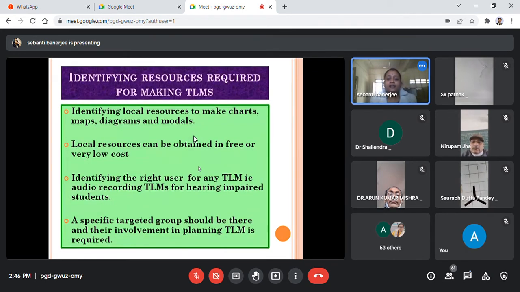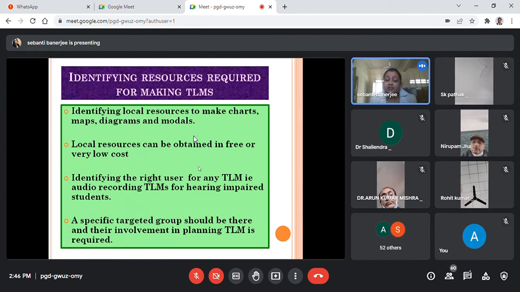Next is identifying resources required for making TLMs. So identifying local resources to make charts, maps, diagrams, models. We can collect the required raw materials from any local shop, and it will also be very cost effective. Identifying the right user for any TLM, for example audio recording TLMs for hearing impaired students. We have discussed this point earlier.